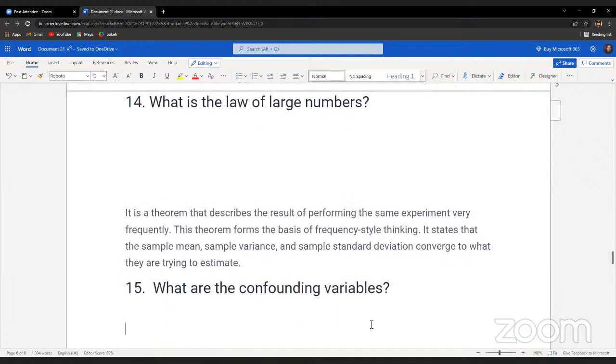As we jump into the next question, what are confounding variables? If anyone knows the answer, ping me in the chat box and we'll discuss the answer within a minute.